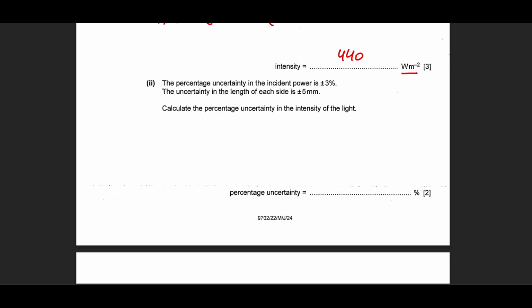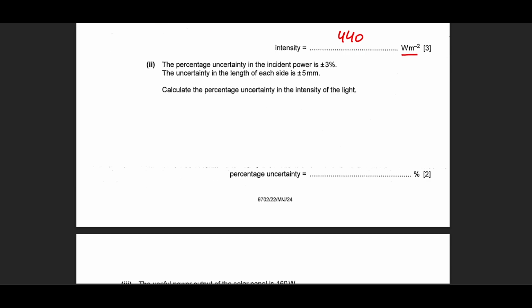Then we have the percentage uncertainty question. He says that on the incident power there is an error of 3%, but in the length there is an error of 5%. He wants you to find out the percentage uncertainty in the intensity of light. So the intensity of light is actually power divided by area. So the percentage uncertainty becomes delta P divided by P plus delta A divided by A.